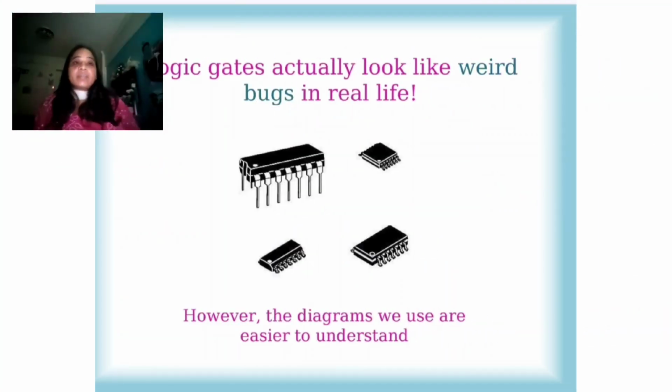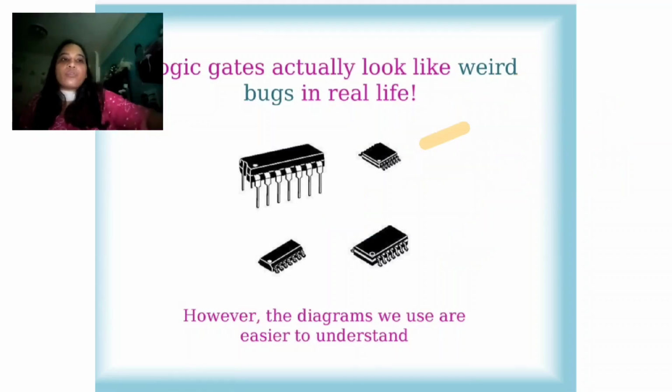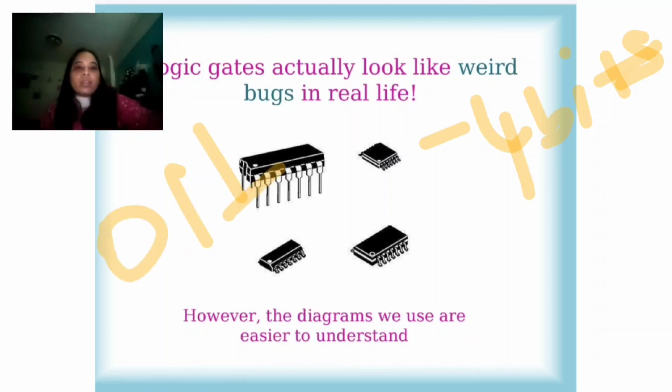So in a real-time example, you can see how the gates are used in integrated circuits. I already said IC. So how many pins? 7 bits, 8 bits, 4 bits. This is a 4-bit IC. What is a bit? Simply, we can call it 0 or 1, that means on or off.